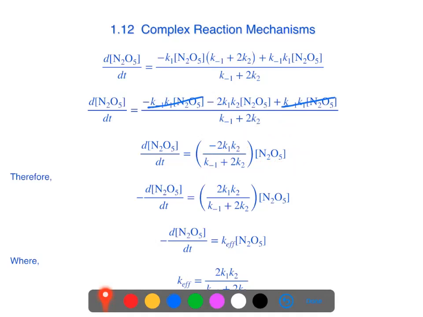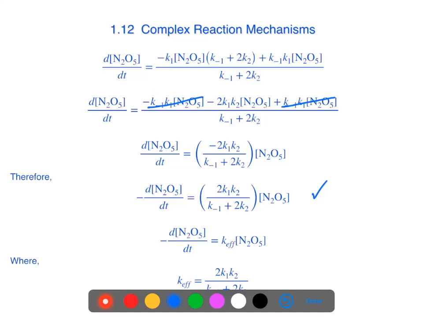Now, the original question asked us to solve for the rate law expression with respect to the decomposition of N2O5. So in order to show that, it's at this point that we would multiply both sides by -1, such that we're looking at the decomposition of N2O5. And in doing so, we simply make this -2 k1 k2 numerator term positive. And so this ends up being our final solution for this question. We now have a rate law expression that describes the decomposition of N2O5 during the course of this reaction.